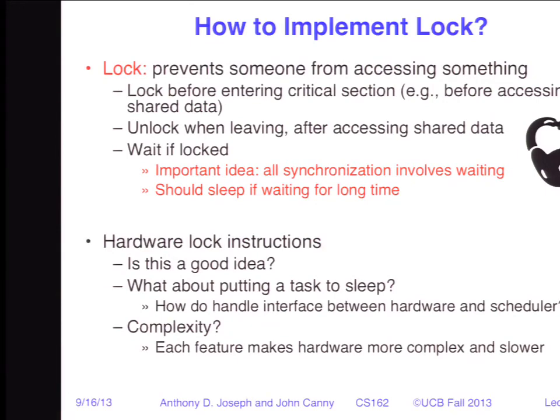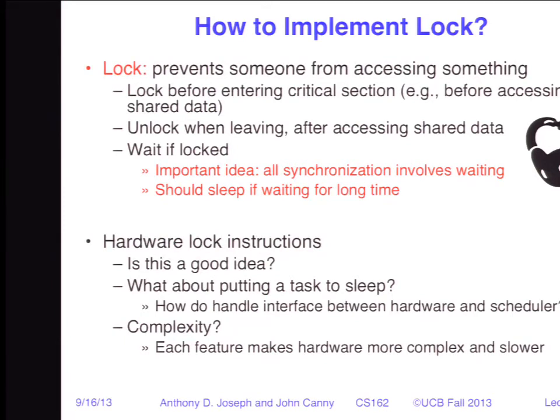So one solution, and if it can be done in hardware, some hardware designer has done it, is to implement a hardware-based lock instruction. So we could ask the question, is that a good idea? Just because we have the transistors doesn't mean we need to use them for something. And the problem is, think about how this would interact with the operating system. Right? If we want this hardware lock primitive to put a waiting task to sleep, then it's got to have some way of talking to the scheduler to say, put this task on the wait queue. That's a pretty complicated API for an instruction to implement.